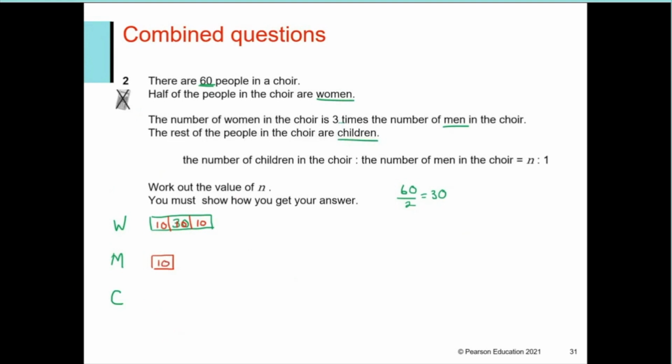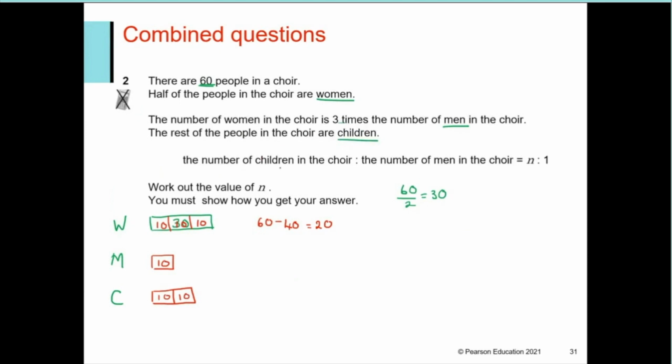And the rest of the people in the choir are children. Okay, so I'm going to work out what I've got so far. I've got 30 plus 10, so I've got 40. So I need to do 60 minus 40, which is 20. So I know there are 20 children, which just happens in this case to be the same as 2 boxes.